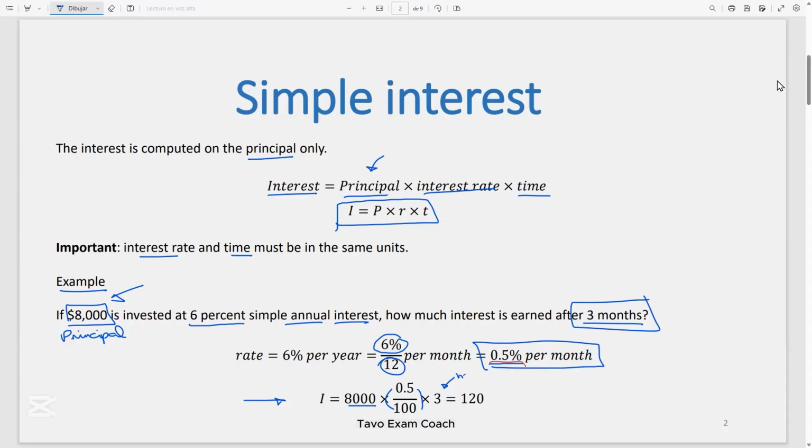Notice that the duration of the investment is in months, and this factor here, the interest rate, is also a monthly rate. If you prefer, you can work everything with an annual rate and a duration in years. You can always choose what represents a simpler and easier calculation. If you resolve, you get the answer: $120 is the interest earned. So let's see a couple of examples of questions where the simple interest formula must be used.